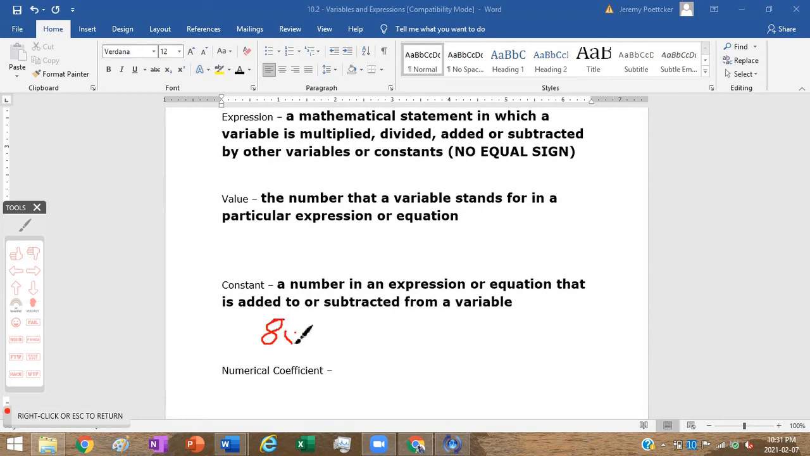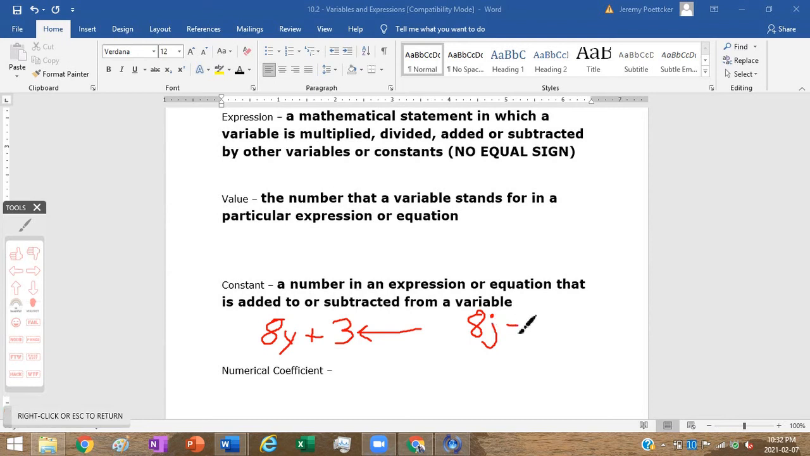So, the word constant, that's what that means. It doesn't change. But it is, in our expression or equation, some number that's added to or subtracted from a variable. So 8y plus 3, well, the 3 is our constant. 8j minus 5. Guess what? The 5 is now our constant. Right? So again, pause, make sure you've got the definition down.